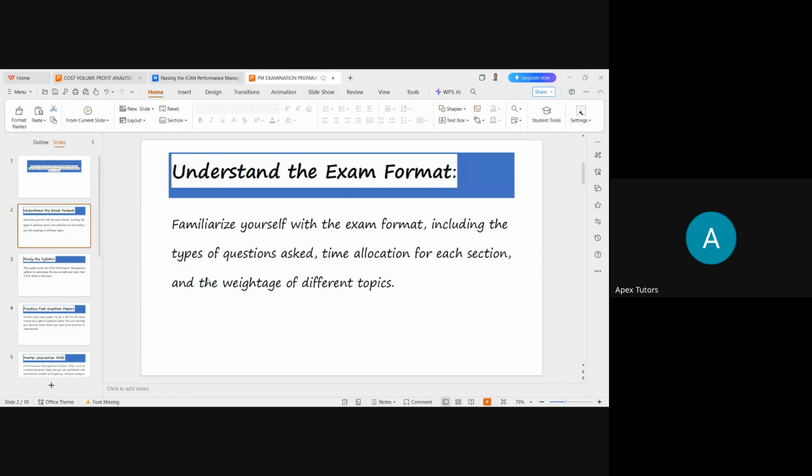Maybe you just have the Pathfinder that they are selling, but there is this Pathfinder that will tell you the instructions, everything you need to know. Familiarize yourself with the exam format. Question one entails how many marks? The exam is divided into how many sections? You need to know that.